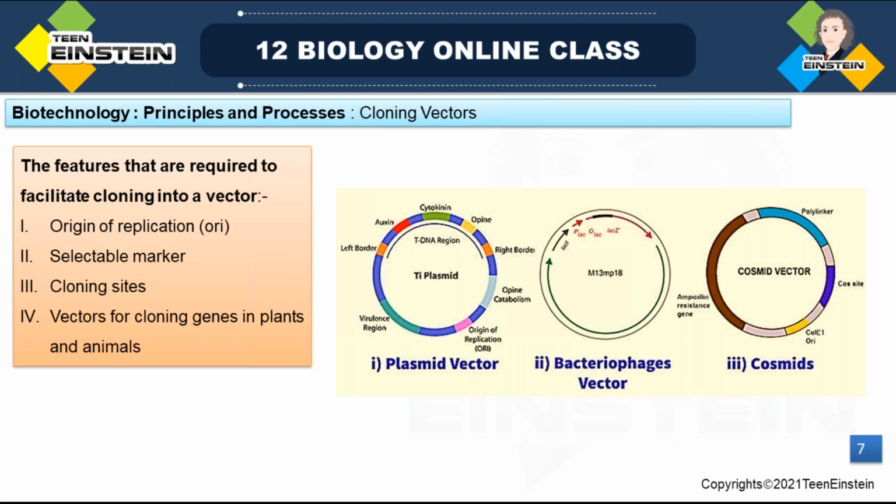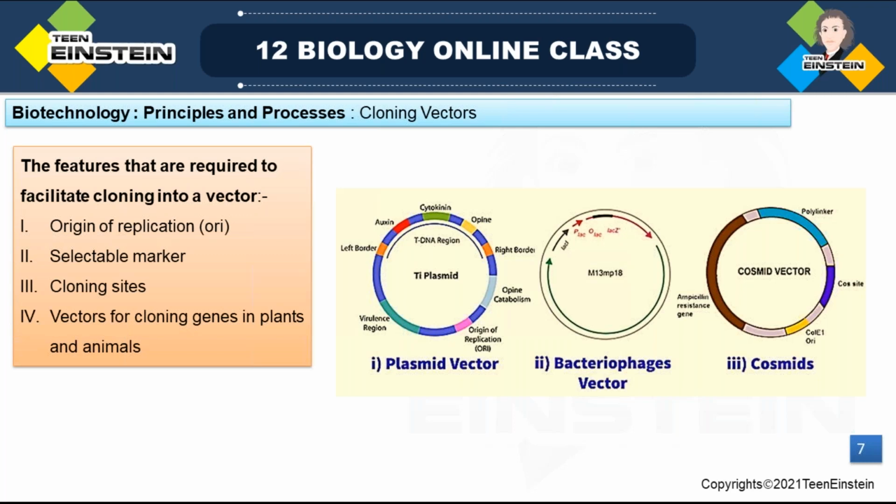A cloning vector should have a selectable marker. Usually antibiotic resistance genes are what we use as selectable markers. That means the marker helps in artificial selection. For what purpose are we using markers? For the selection process, to mark something. It is helping for artificial selection.